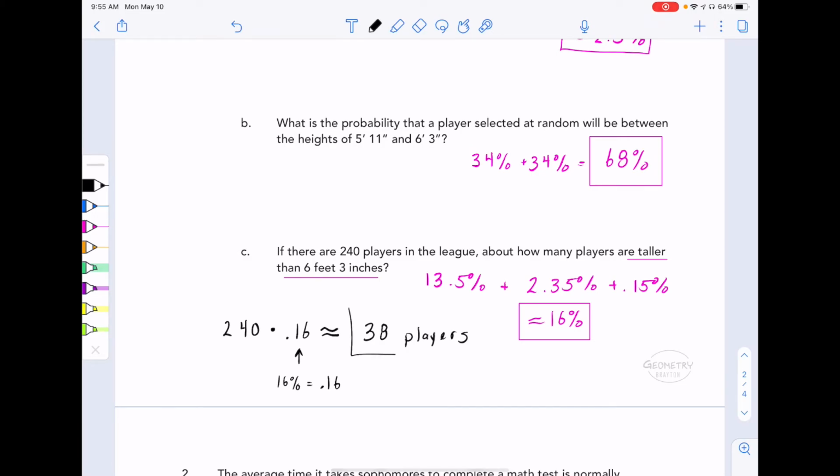So this is a two-part problem. You absolutely have to do both parts. First, you find the percentage of the players using the normal distribution curve, and then you take the total number in the league and multiply it by that percentage. That gives you your exact answer.